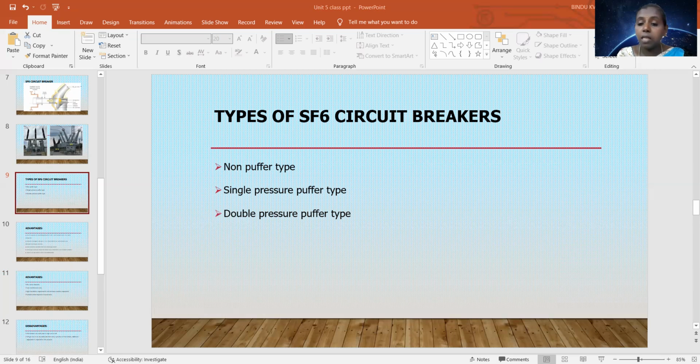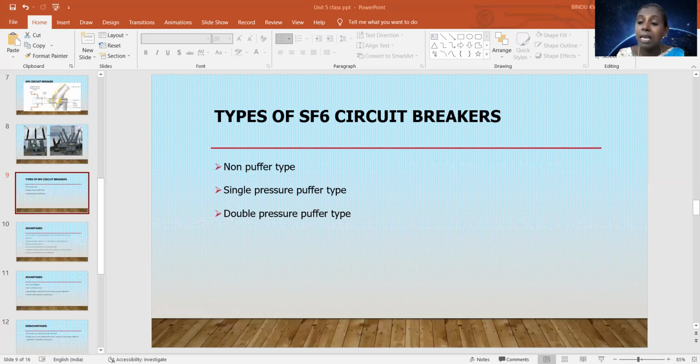This design of the SF6 circuit breaker is used for voltage ranges from 13.6 kV to 760 kV. In the case of the double buffer type, the gas will be released from the high pressure system to the low pressure system through a nozzle during the extinguishing process itself. The gas is released from the high pressure system towards the low pressure system.